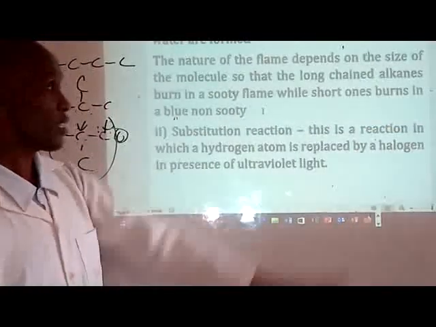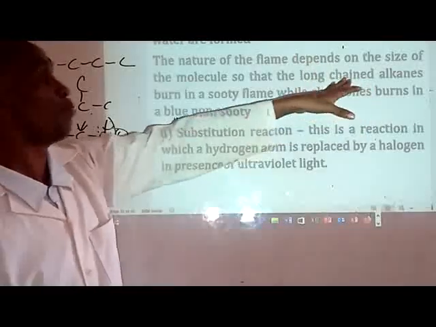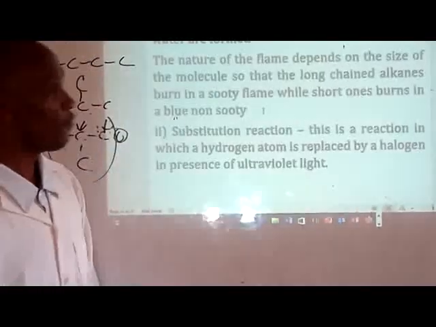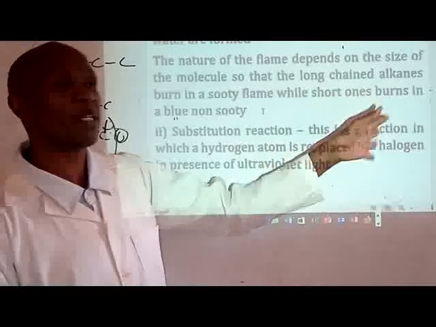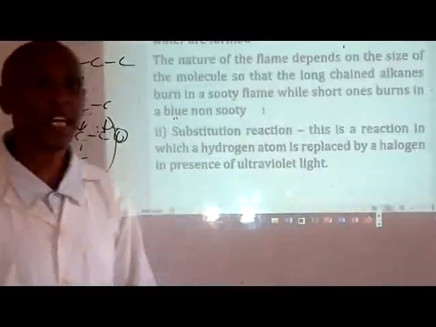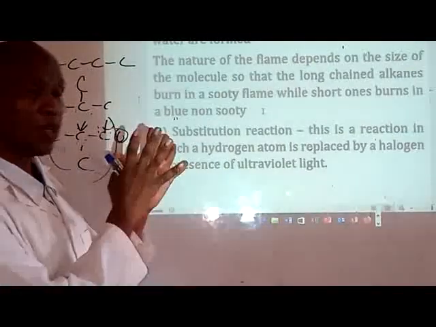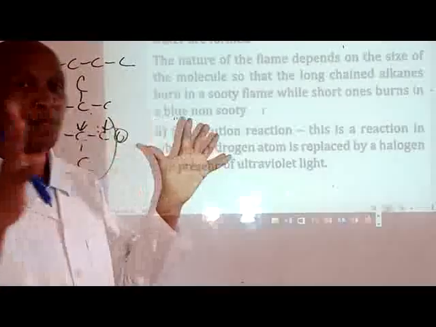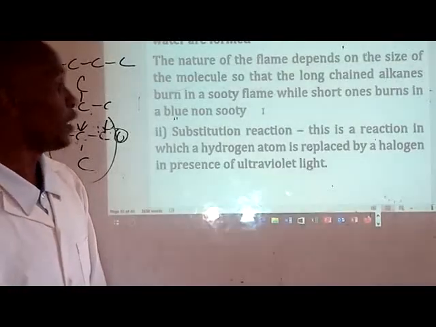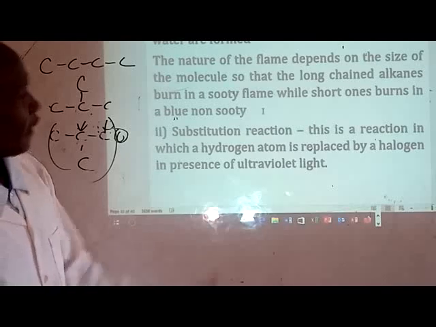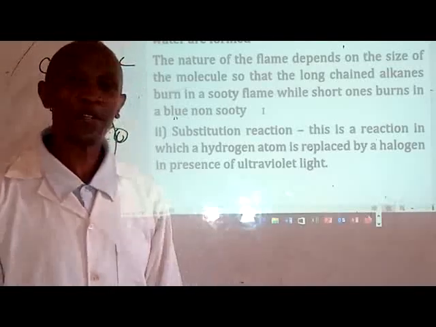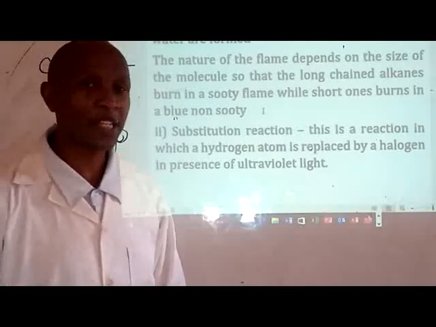When you burn lab gas in air, it burns in a blue flame, as long as you have sufficient supply of air. But as the size increases, the flame becomes progressively more sooty. So the nature of the flame will depend on the size of the molecule. The short molecules will burn in a green, blue, non-luminous flame. The long molecules will burn in a sooty, yellow, luminous flame. The other thing about that is inflammability. Again, the short molecules are more inflammable. They will catch fire more easily.